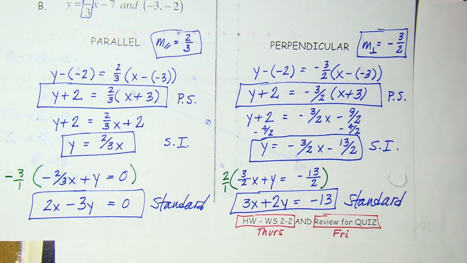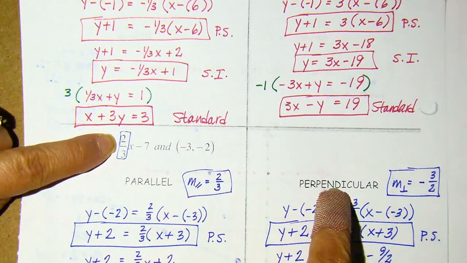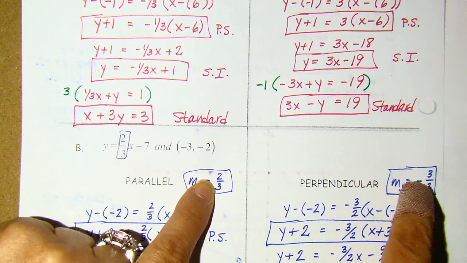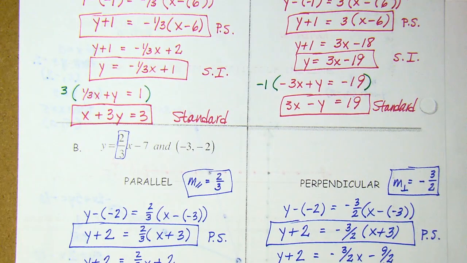Okay, one more time. What do we know about parallel and perpendicular? Parallel lines have the same slope, so you copy the same slope. Perpendicular lines have slopes that are opposite reciprocals. So the opposite of positive is negative. The flip of 2/3 is 3/2. And then you just set up and put it in point slope form.